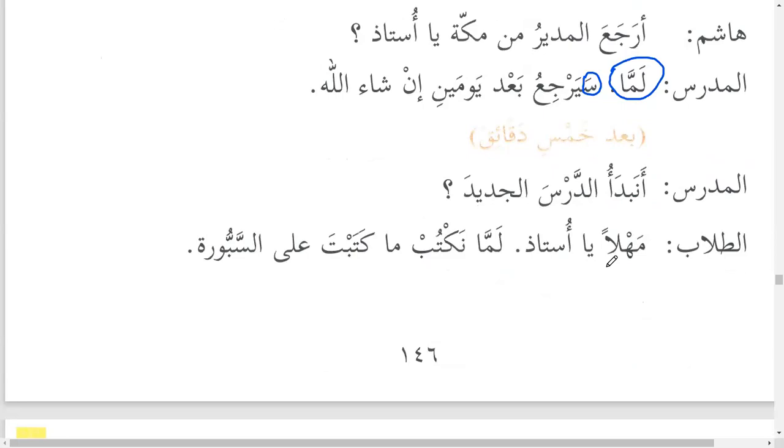Lamma naktub ma katabta ala sabburati. We haven't written yet what you have written on the board. What kind of ma is this? Mausula. Mausula, yeah. As I translated it, what? لما نكتب, we didn't write or we haven't written yet. ما كتبت على السبورة, what you wrote on the board.